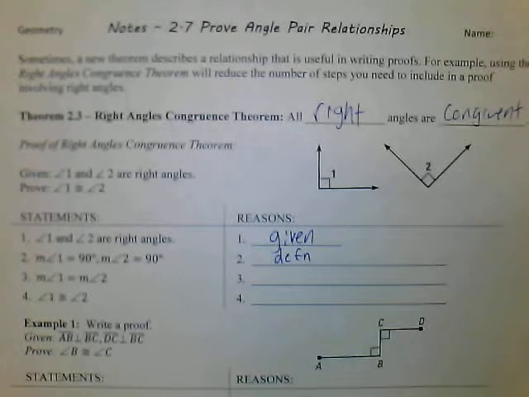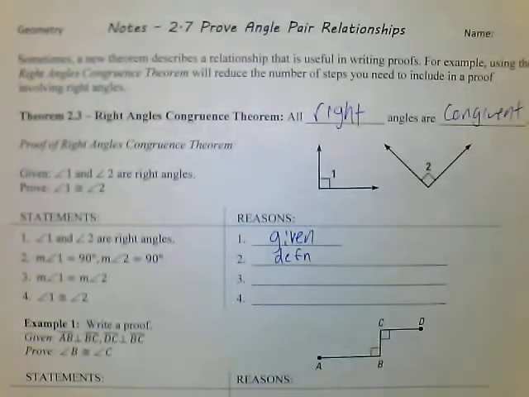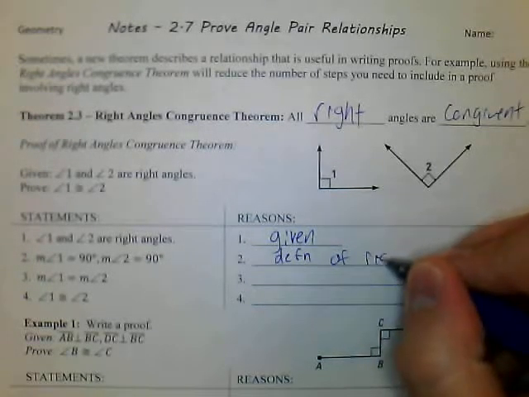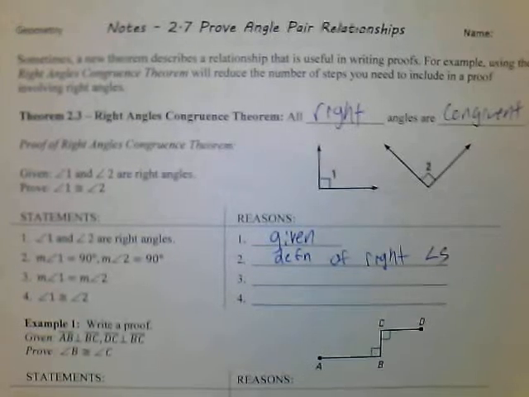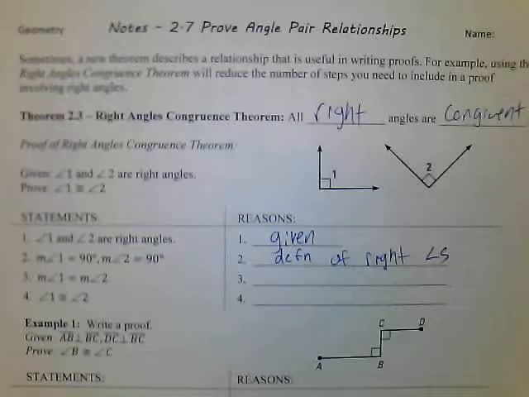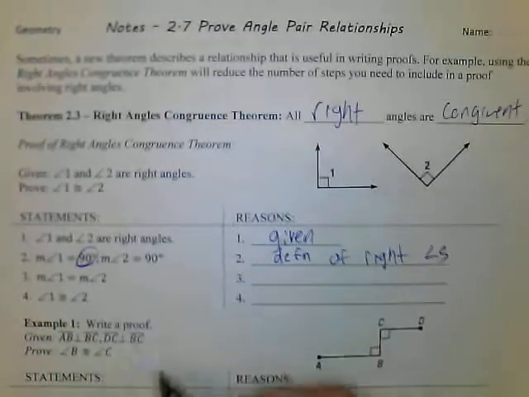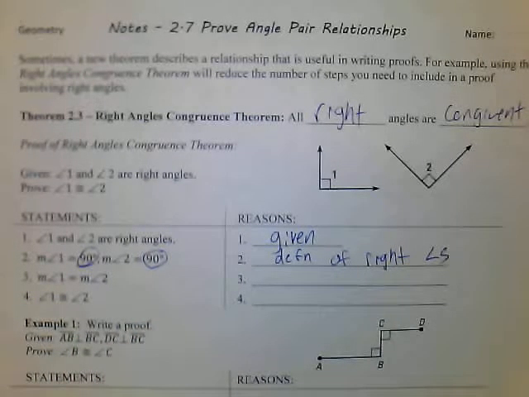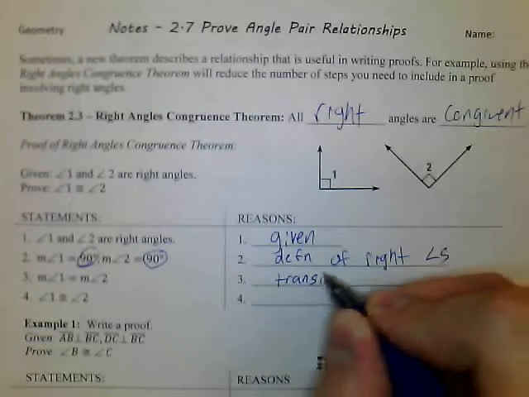And you'll see me using abbreviations here. So DEFN is an abbreviation for definition, and then of right angles. And I'll use the angle symbol instead of writing out the word angle. All right, then for step 3, the measure of angle 1 is equal to the measure of angle 2. Well, again, the measure of angle 1 is equal to 90, and the measure of angle 2 is equal to 90. Well, if those both are equal to 90, then they must be equal to each other, so we can use the transitive property for that.